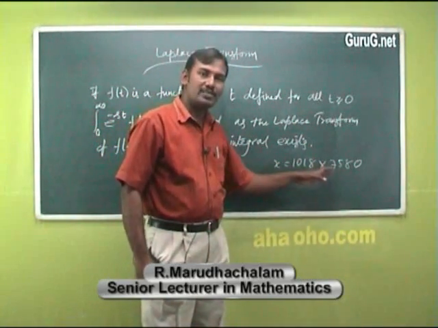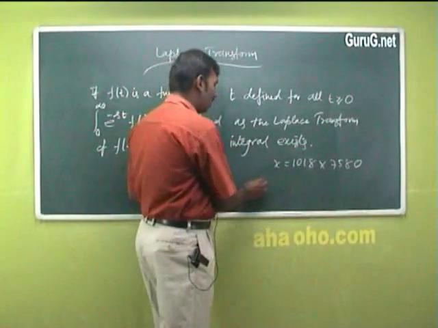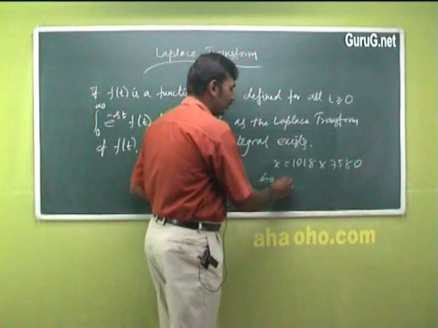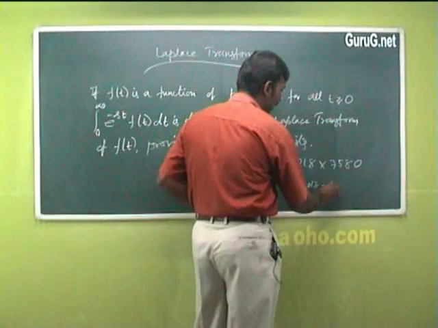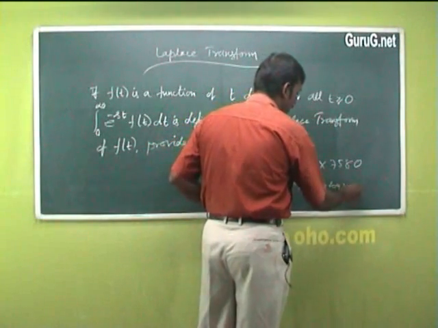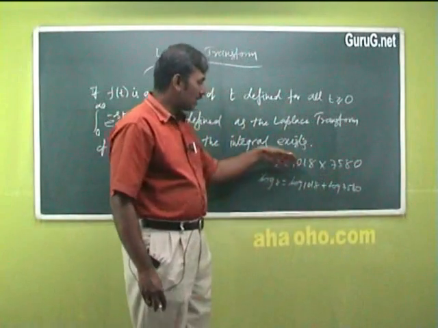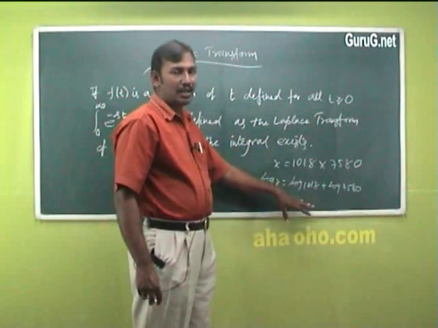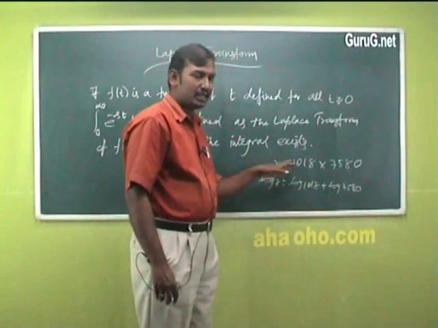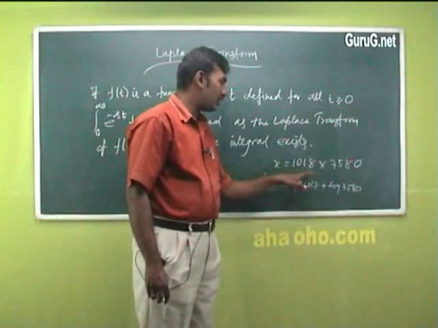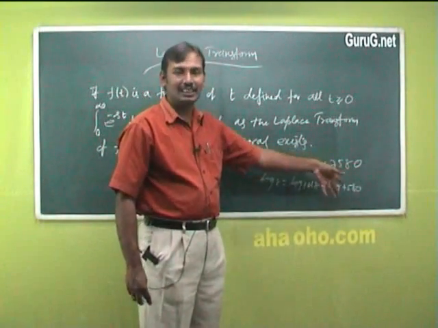Taking log on both sides, you convert this expression into addition. That is, for example, log x equals log 1018 plus log 7580. So instead of multiplying these two numbers, we convert this expression into an equivalent form, and then we have to add these two values and taking an inverse, we may get the value of the multiplication of these two numbers. This transform technique started with 9th standard itself, right?